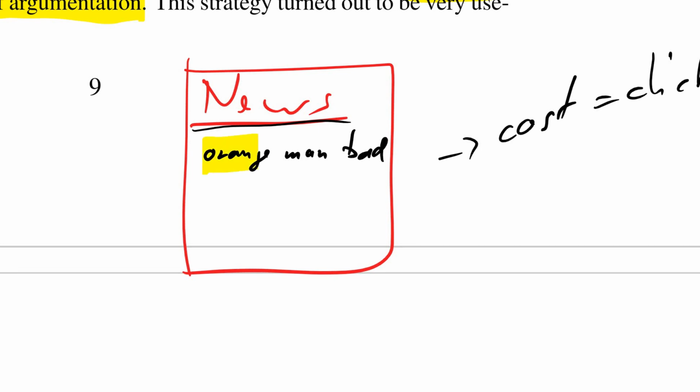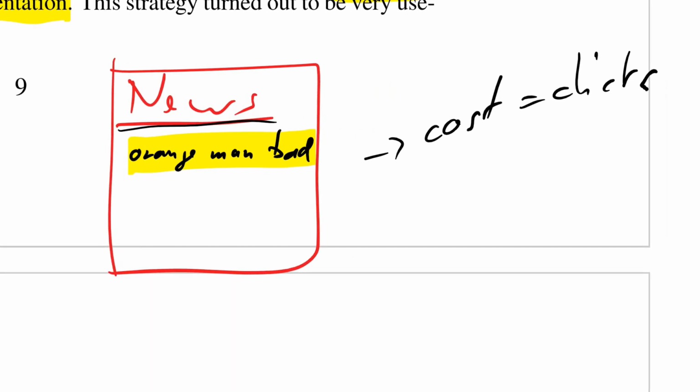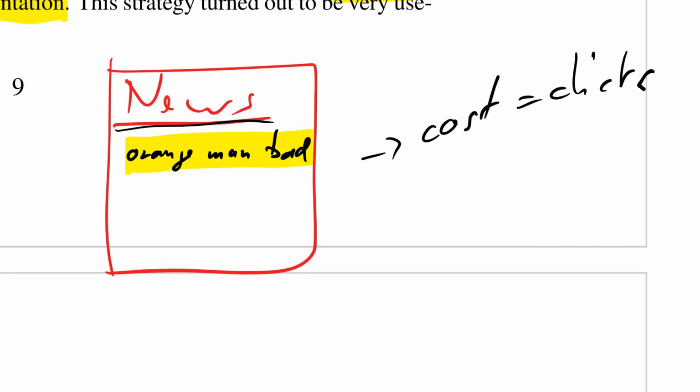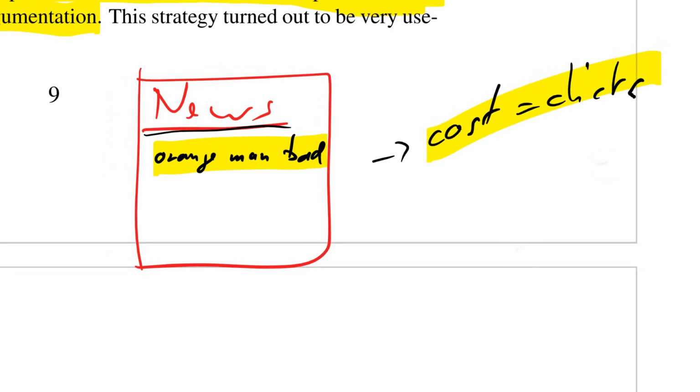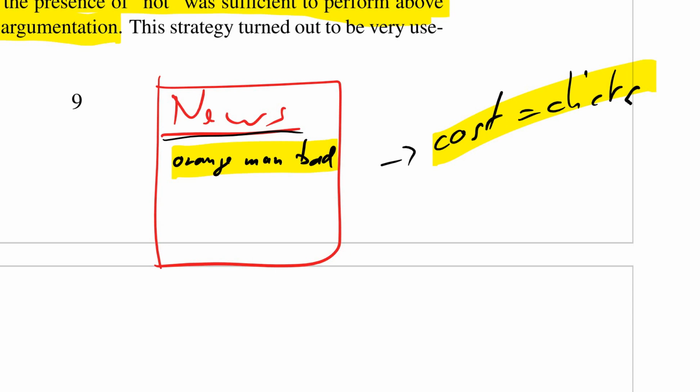So you have a news story, and at the very top in the title, you say "orange man bad". A news story, I don't know, Brad Pitt had a new baby. You just append "but orange man bad". People click on it much more. Your clicks go up. Your cost function goes up.